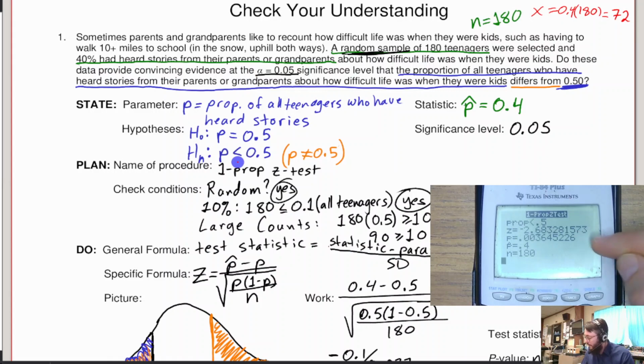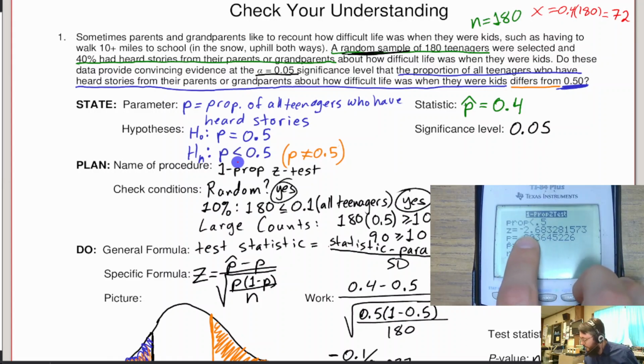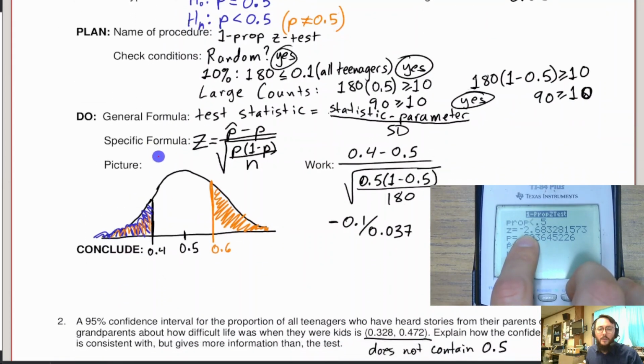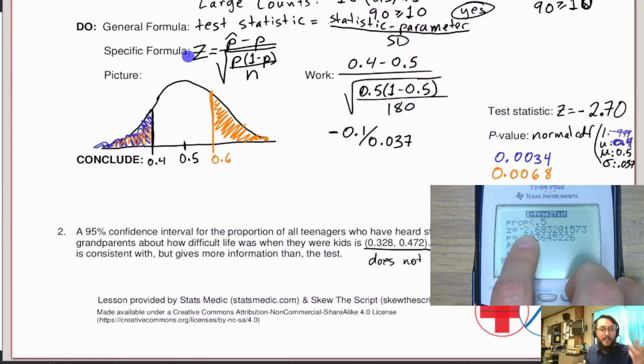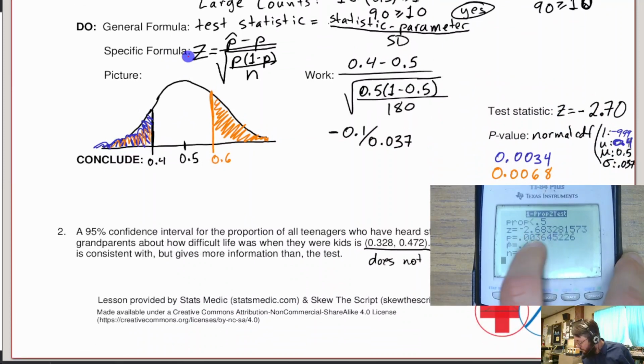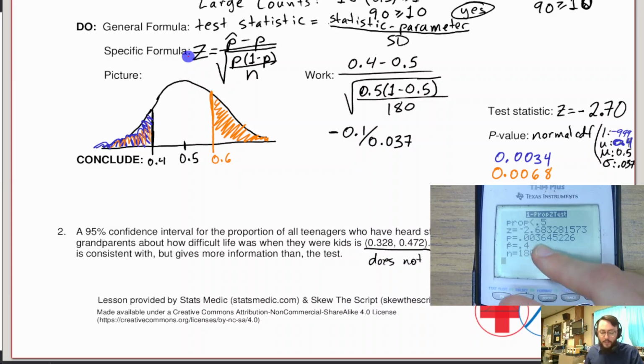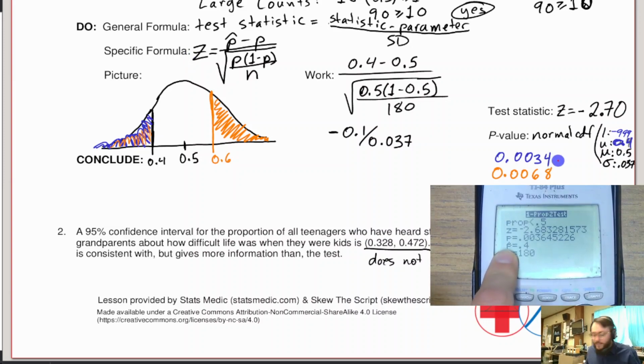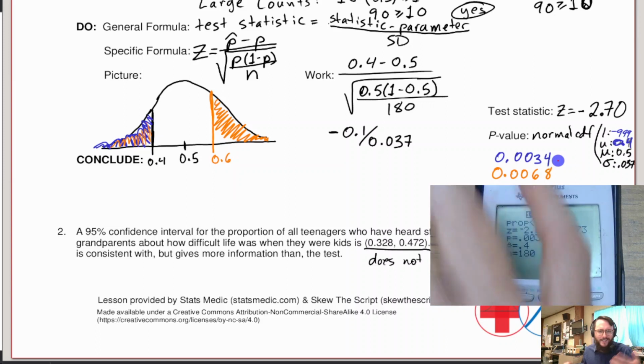And there you go. You have your test statistic z. This is negative 2.68. We got negative 2.7. Very, very close. And here our p-value is 0.0036, and we got 0.0034 by hand. And then p hat, it kind of looks like a hat on here, it's only 3 pixels. And then n again for some reason.